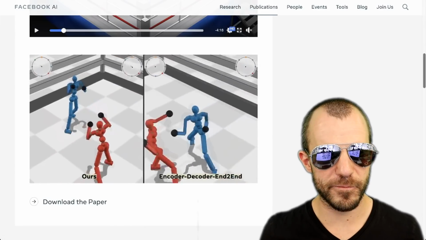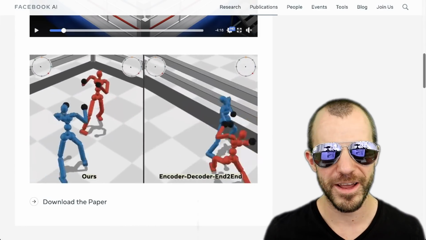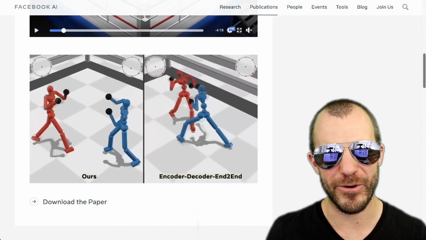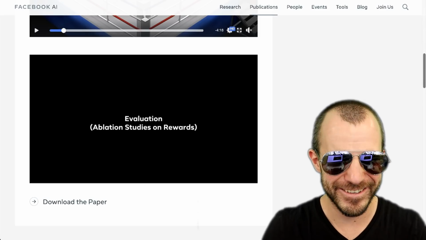So here you can see the difference between this new framework and sort of a comparison framework. I argue that the baseline though is the more interesting one, certainly. Oh no. If you're interested in control and two-player games, check it out.